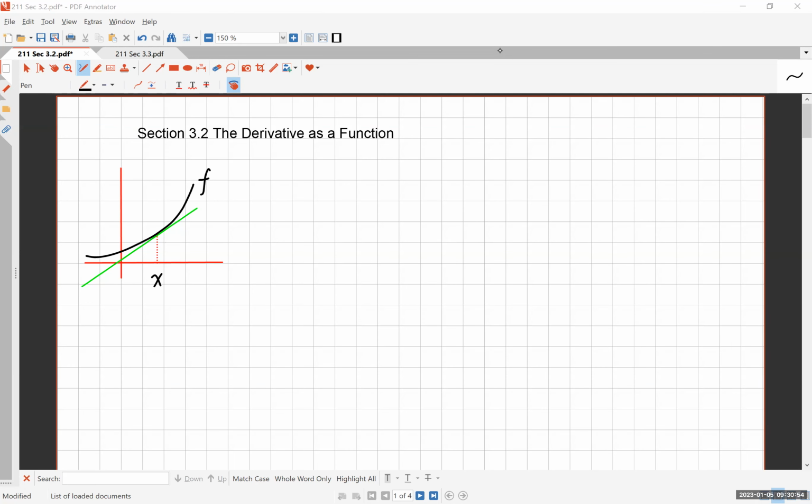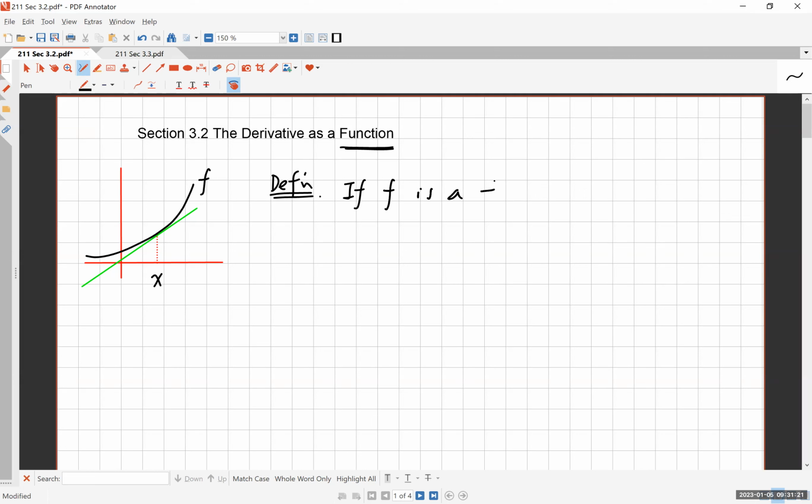Okay, so now what we are going to do is generalize the idea of the derivative, not at a single point, but as a function, all right? So we are going to derive a new function based on the old function f. I'm going to go right into the definition of this derivative as a function because it's not too difficult to understand given what you have already learned.